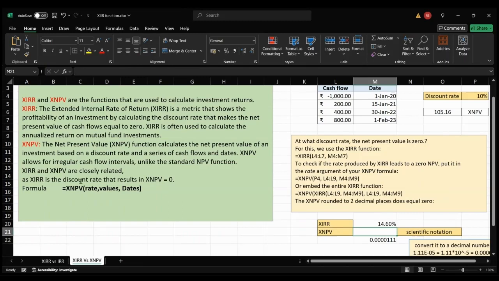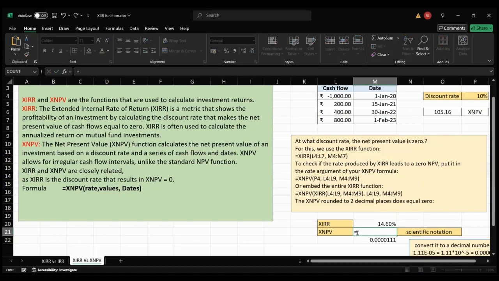Okay, in this formula, instead of the rate argument, we have to put the value of XIRR. Okay, or simply, instead of the rate argument, we can embed the entire XIRR function. So it will be something like this, equal to XNPV. So here instead of the rate argument, we are writing XIRR and then the values, that is cash flow, and then dates. Okay, so we are writing the formula for XIRR in place of the rate argument, and then we have values and dates. Okay, so let's calculate this here.